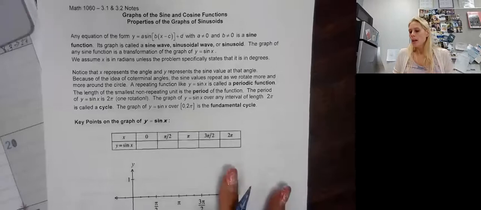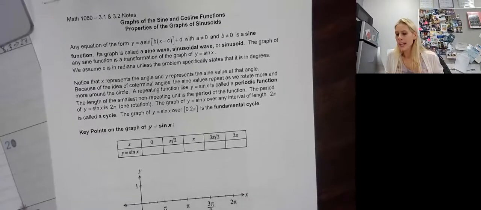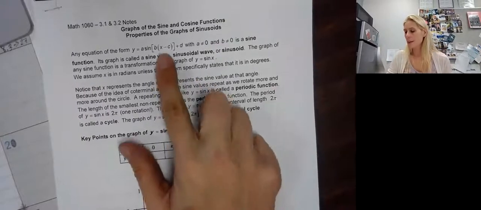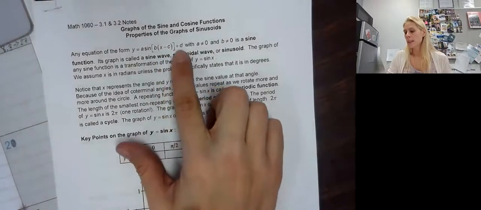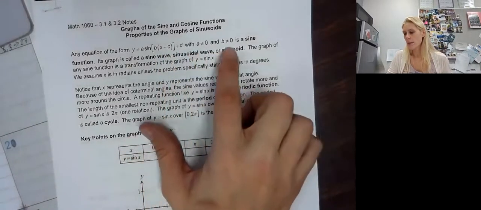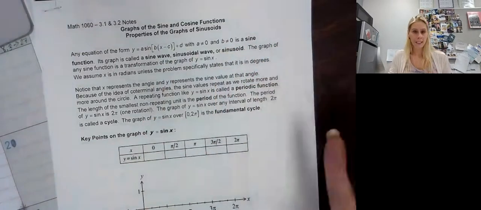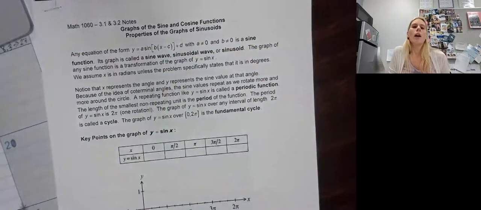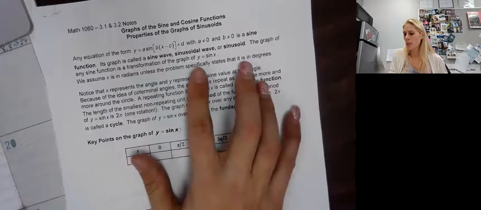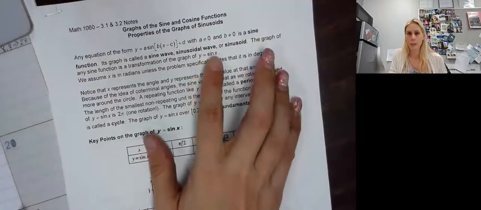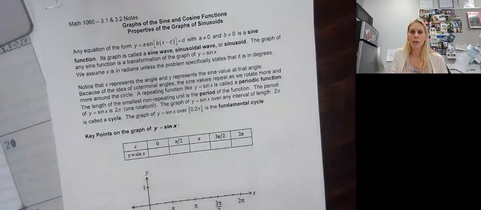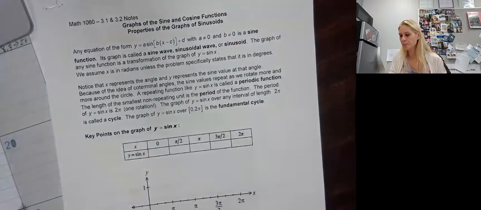So an equation of the form y equals a sine b parentheses x minus c plus d with a not equal to 0 and b not equal to 0 is a sine function. It's a graph called a sine wave or a sinusoidal wave, sinusoid, anything like that. It's just a sine graph. So what we're going to look at is our parent function, and always start with the parent function and then transform it depending on what's going on with it.